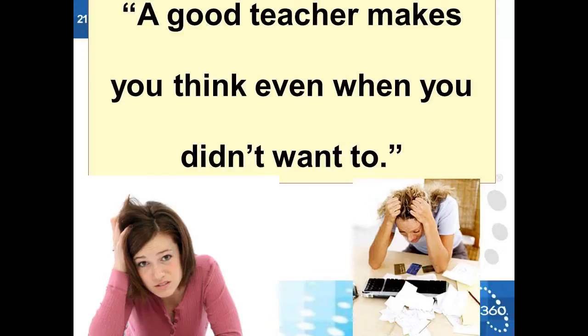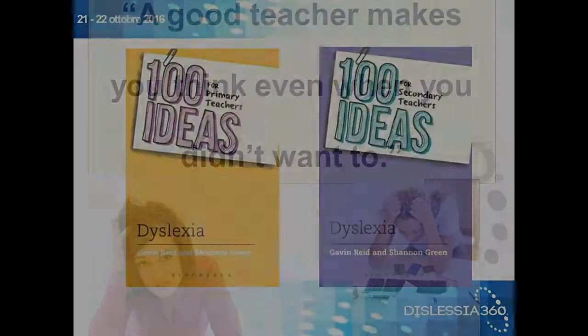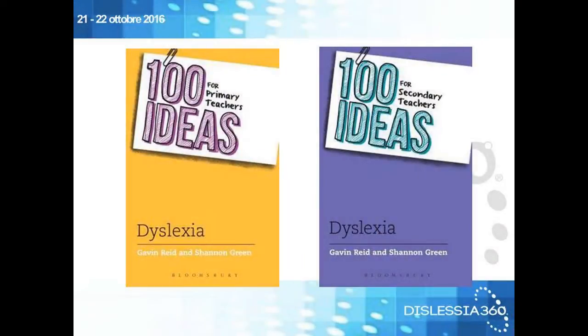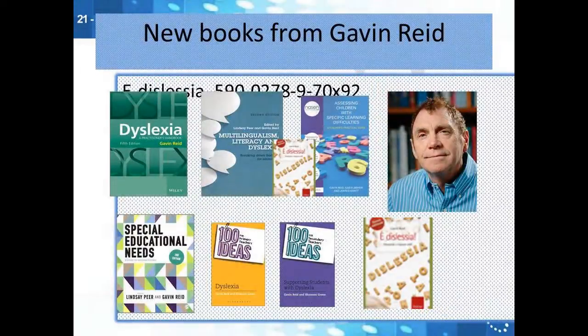And myself and a colleague have written quite a number of books, but there are two here, 100 Ideas for primary and secondary, which is really full of strategies and ideas. And there's one down here in the corner in Italian, this book here for parents in Italian. And if I could just maybe speak to the audience now for a minute.